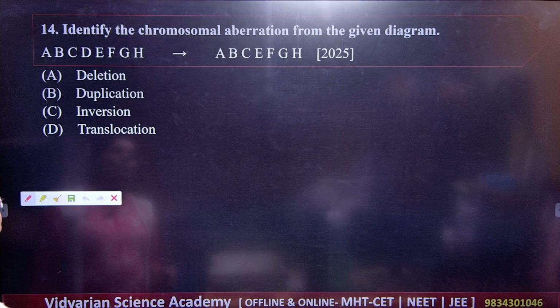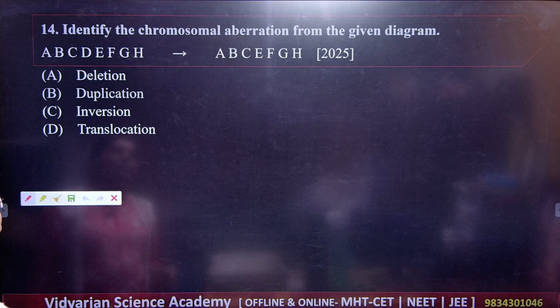So D is the correct answer. Okay, D is the correct answer. Next, mule is a sterile hybrid. It is of dash type. Mule is giving you different combinations of the genotype here.